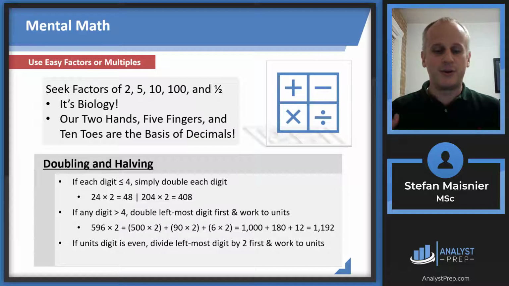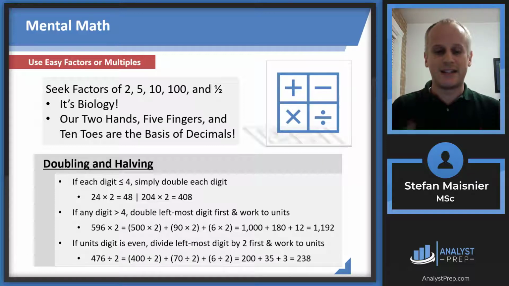And if your units digit is even and you want to halve, you will divide your leftmost digit by 2 first, and in this case, in the example that we see, that'll be hundreds again, and then you'll work towards the units. So, say for instance, 476 divided by 2. Well, we take that 400, the 4 from the hundreds digit, divide that by 2. We'll then add that to 70 divided by 2, and then add that to 6 divided by 2. So we have 200 plus 35 plus 3 is going to be 238, which is exactly 476 divided by 2.